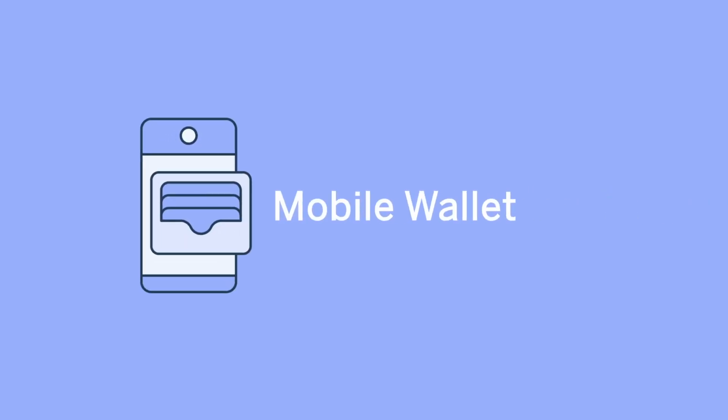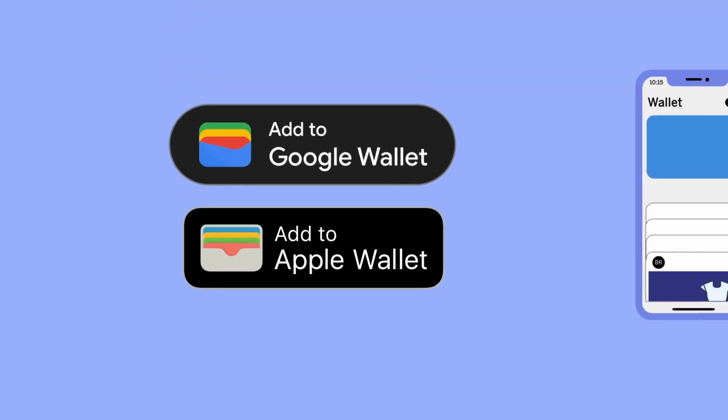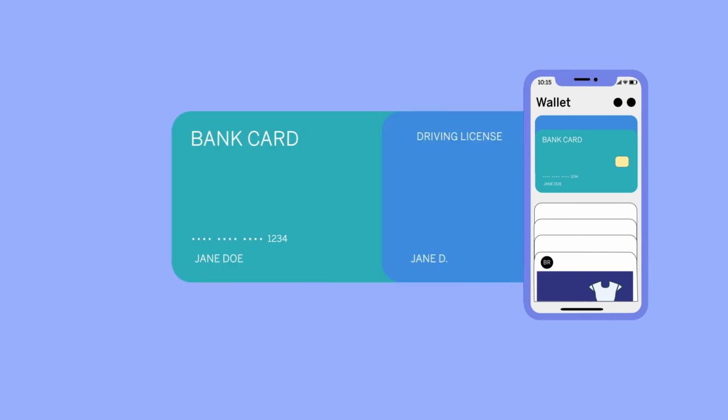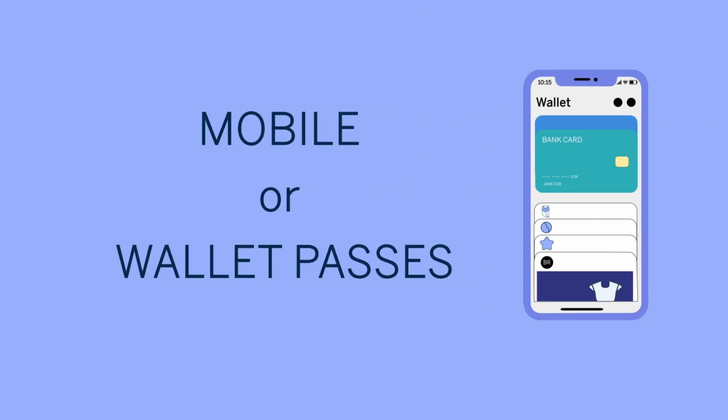Welcome! In this video, we'll introduce our mobile wallet feature that helps you create mobile pass campaigns. Apple and Google Wallets allow users to store and use electronic bank cards, IDs, coupons, and other digital passes, also known as mobile or wallet passes. This function makes your customers' lives easier and helps them engage offline with your brand.